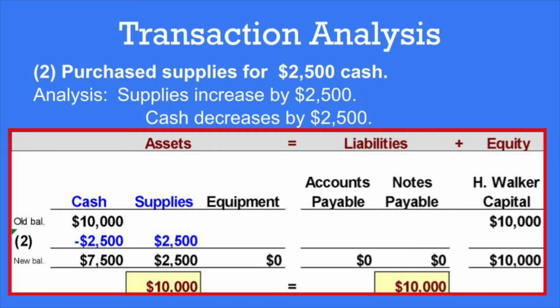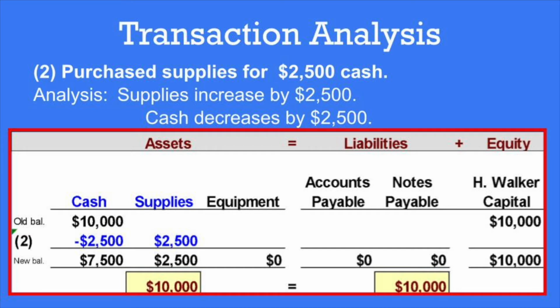So what comes into the business? What is coming in? Well, there's $2,500 worth of supplies. It's an asset. So under the assets, we would see assets go up by $2,500 because $2,500 worth of supplies went in. But also, we took $2,500 cash, which is also an asset, and we took it away from the business. So the asset cash went down by $2,500.